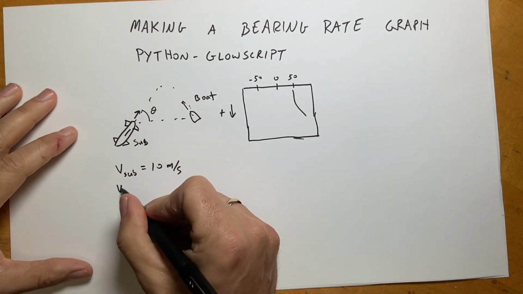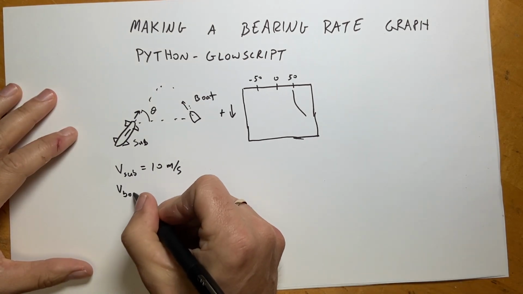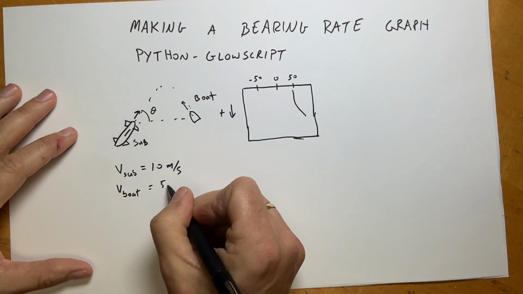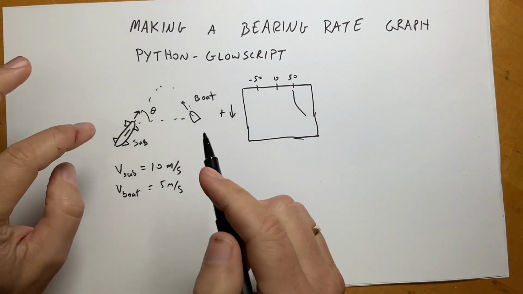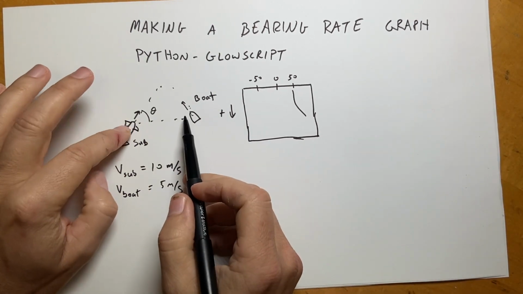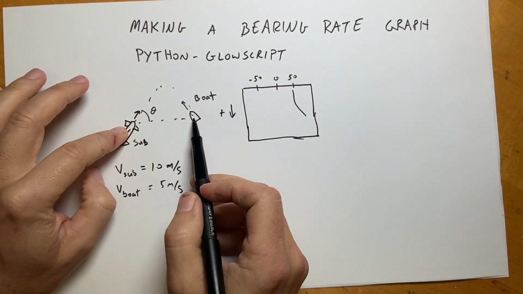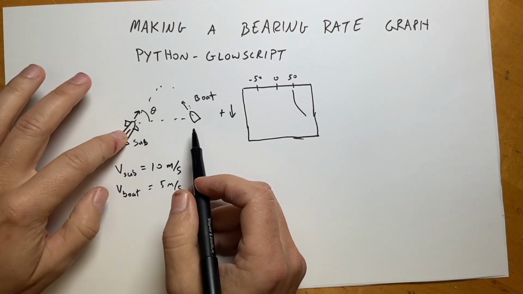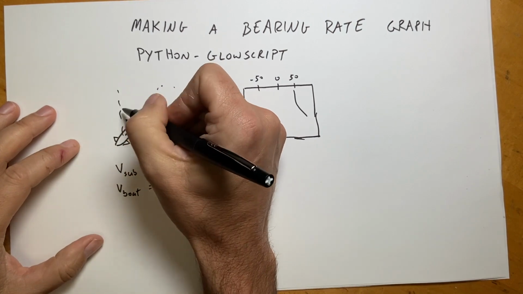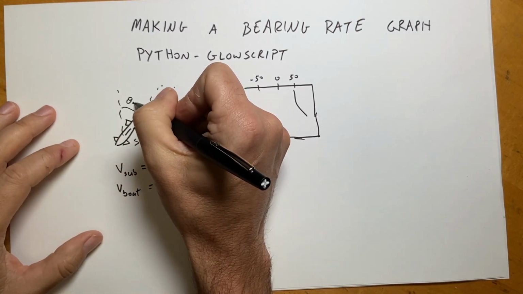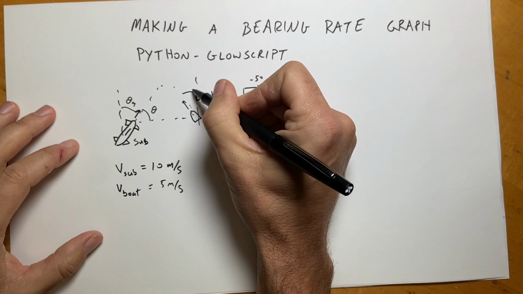And let's use the boat. The boat's going a little bit slower. v boat is 5 meters per second. And then I need to pick real bearings for these, right? Because I want the bearing relative to the position of the sub, not the actual bearing of the two objects. So let's say that this is going, let's call this theta sub, and let's call this theta boat.